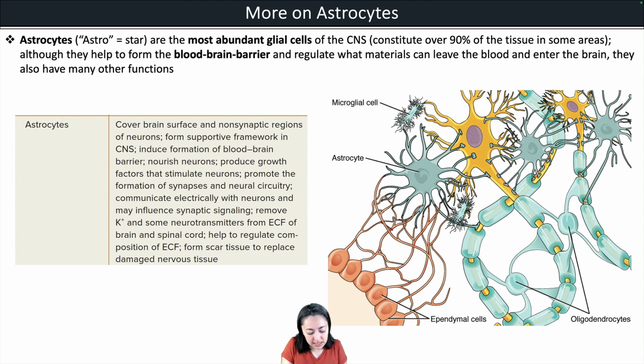They're going to help to stimulate new neural connections. They're going to help to regulate the chemical environment within the nervous tissue, and they're going to help to form scar tissue if the nervous tissue becomes damaged for any reason.